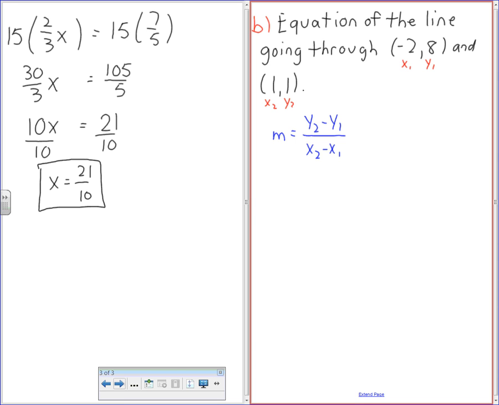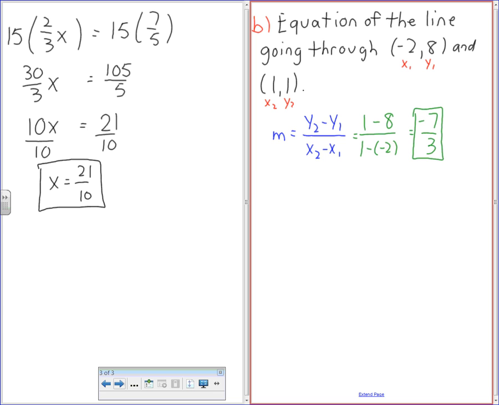All right, Derek, what do you do next, please? Good. So I'm going to sub in here then, y2 is equal to 1 minus 8 all over 1 minus negative 2. All I do is plug in the numbers that were right there. All right, Jenna, what's 1 minus 8, please? -7. And 1 minus negative 2 is? Okay. So that's your slope.